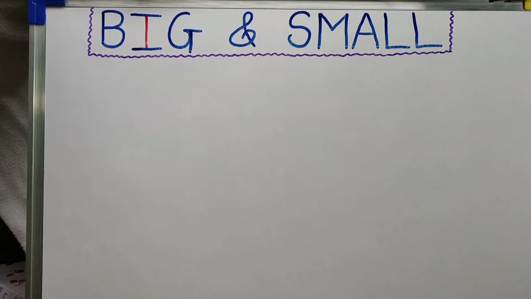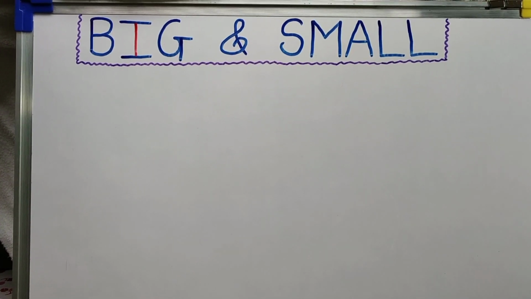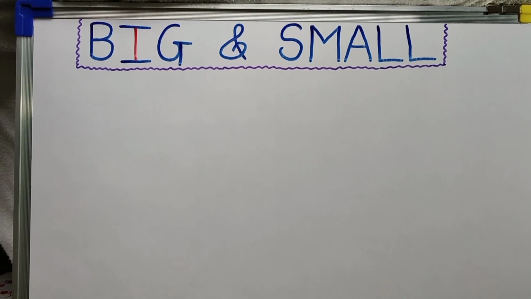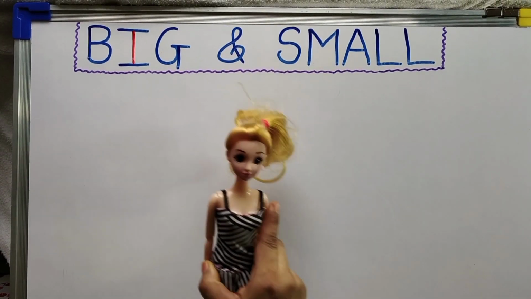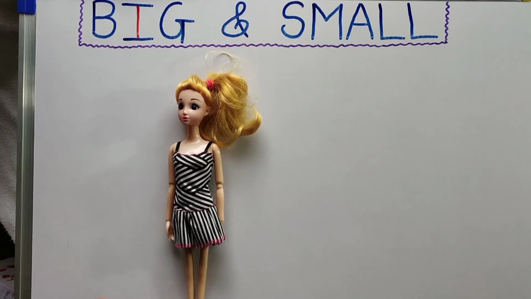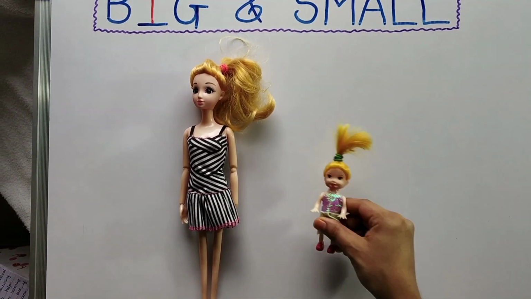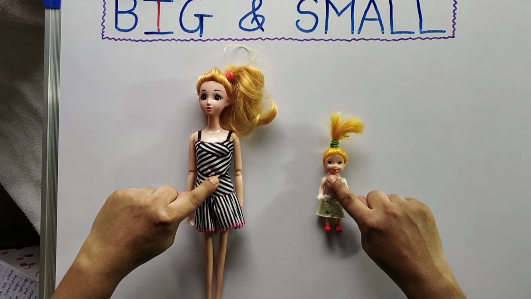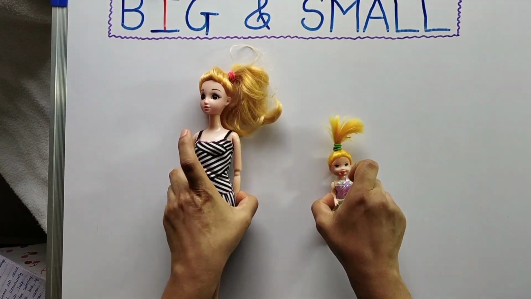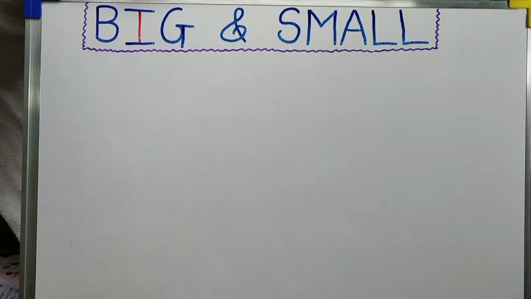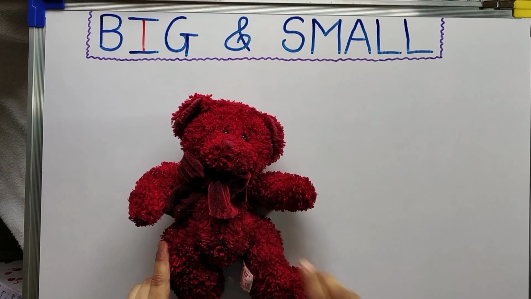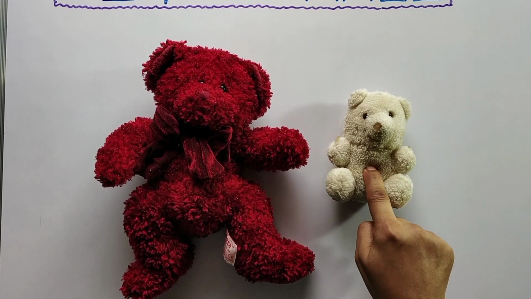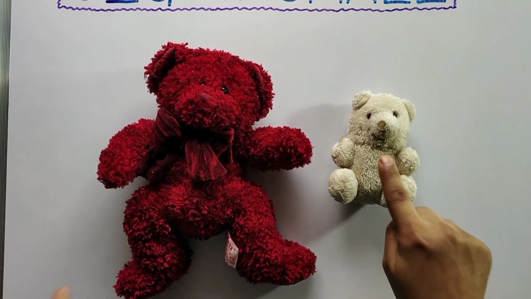Now you can also follow day-to-day activities to teach the concept, like comparing their toys. For example, this is a big doll. This is a small doll. So big, small. Or what else can you compare? The favorite teddy. Big teddy. This is a small teddy. So big, small.